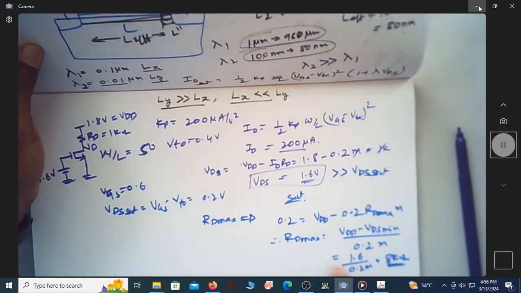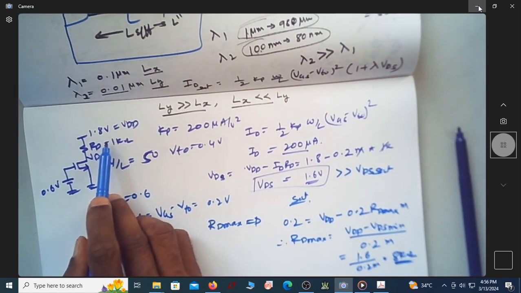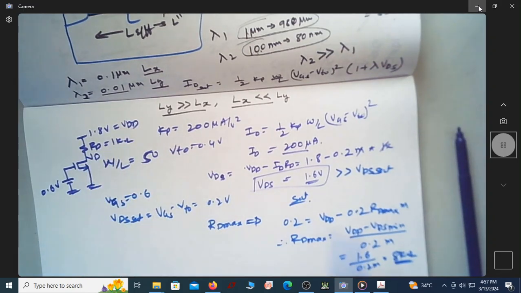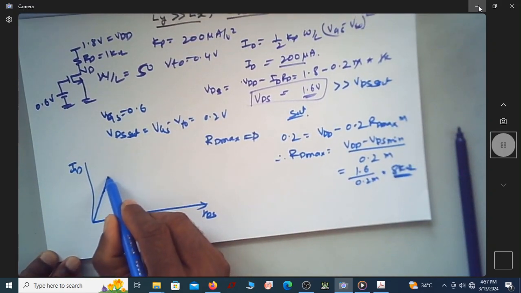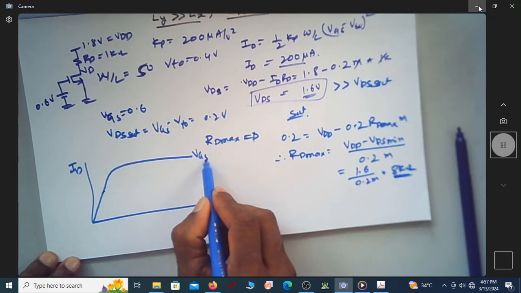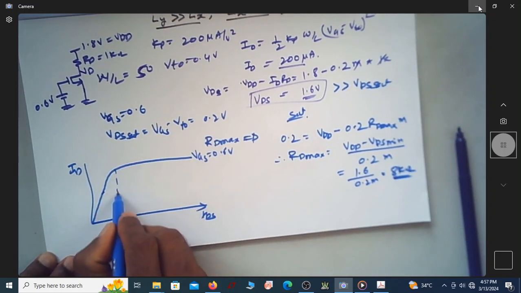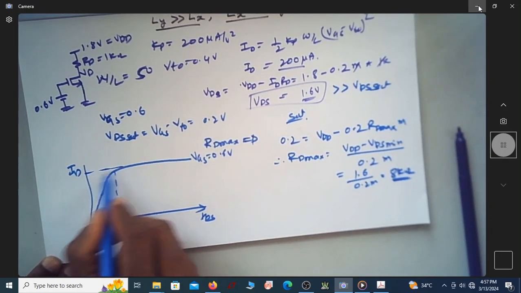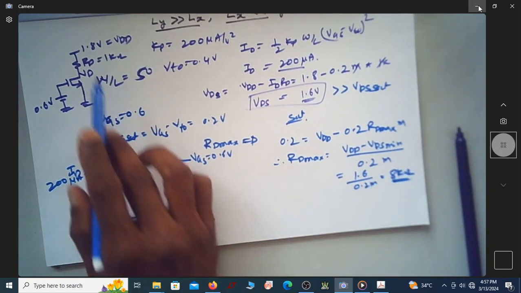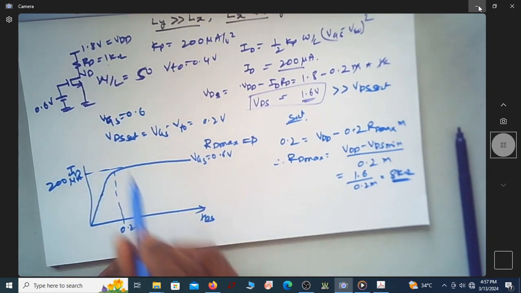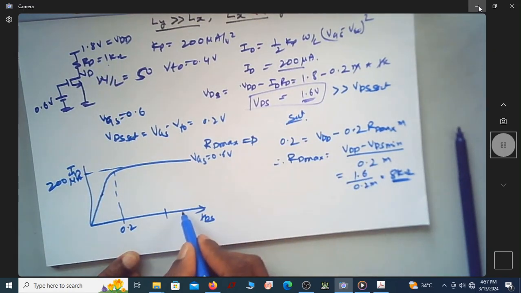Of course, what this actually means is, if the value of RD is even 8 kilo ohms, the MOSFET will be in saturation region. Meaning, if this is VDS and this is ID, and I write the characteristics, this is for a VGS of 0.6 volt, this will be 200 microampere. Now if RD is 1 kilo ohm, I know that VDS happens to be 1.6 volts. Assume that this is 1.6 volt, this VDS.